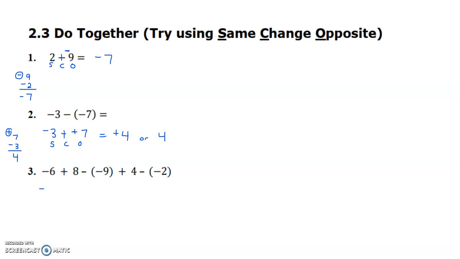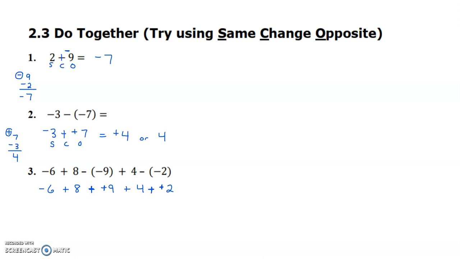For number 3, I'm going to rewrite it without those brackets just to show you the look of it. It's your decision how you like to write these numbers out. But everywhere I see a minus sign, I'm going to change it to adding and change the next number to the opposite. So the 8 stays the same, the subtraction becomes addition, and the negative 9 becomes positive 9. The 4 stays the same, the subtraction becomes addition, and the negative 2 becomes positive 2.